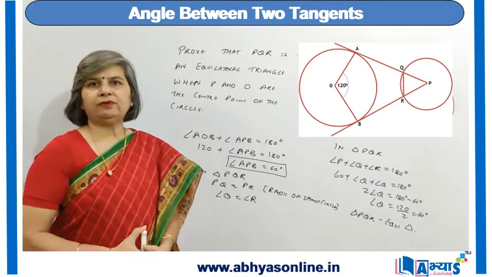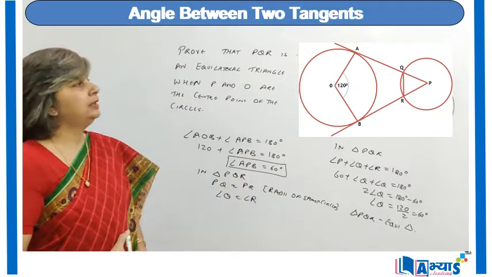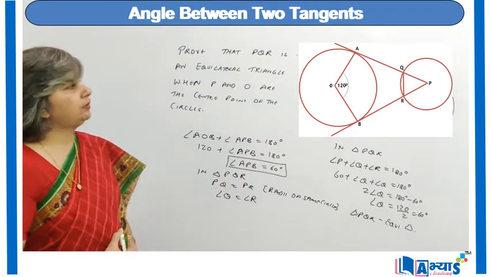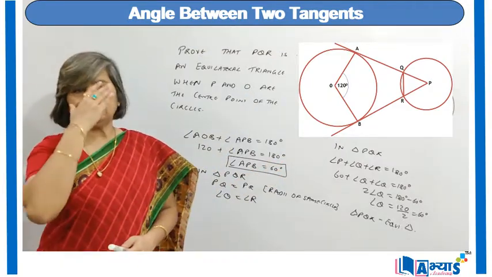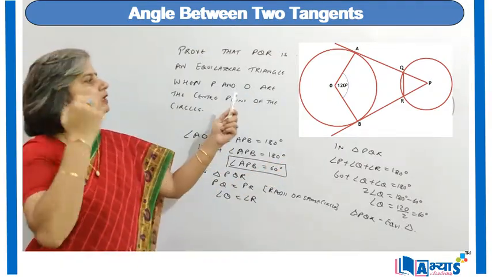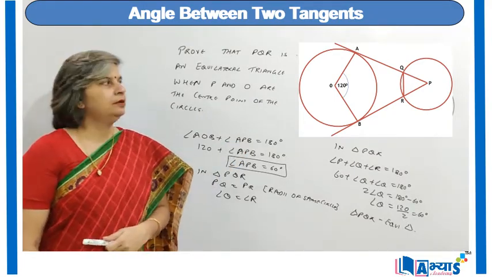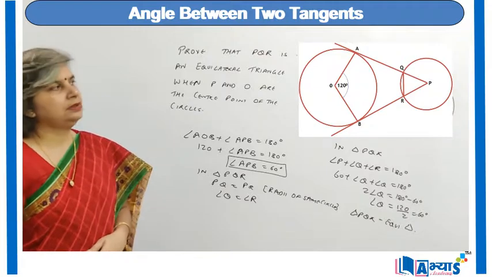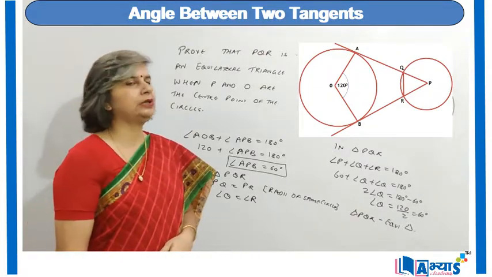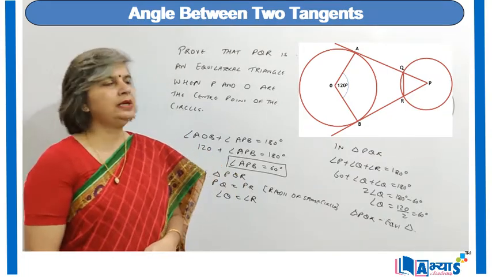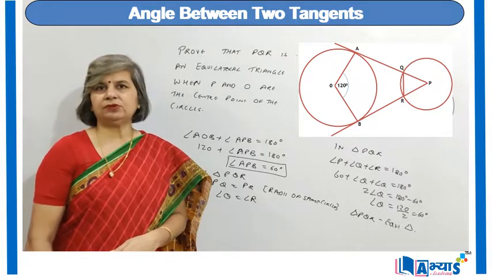So basically we have used the concept that the angle between the two tangents and the angle at the center are supplementary. That means angle AOB plus angle APB will be equal to 180 degrees. And we are given AOB as 120 degrees, so APB will be 60 degrees. So when angle P is 60 degrees, then in triangle PQR we know that PQ is equal to PR because both are the radii of the circle, and angles opposite to equal sides are also equal, as we know in the case of triangles.